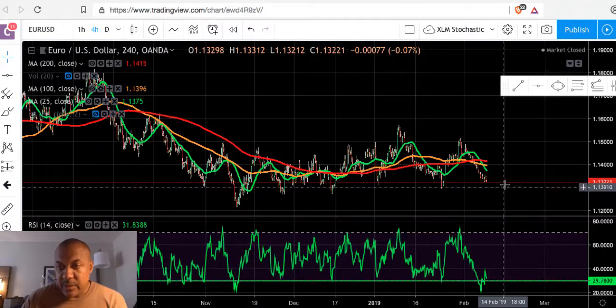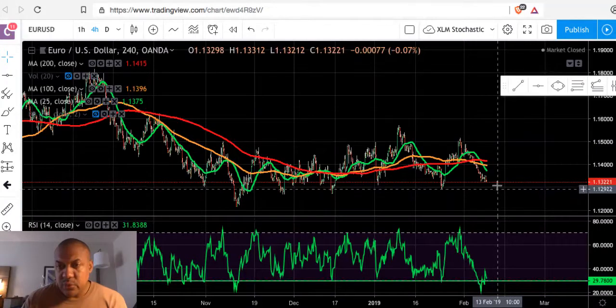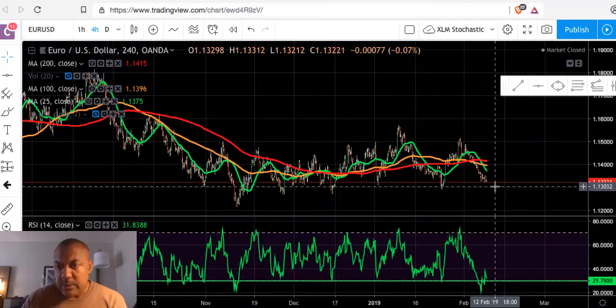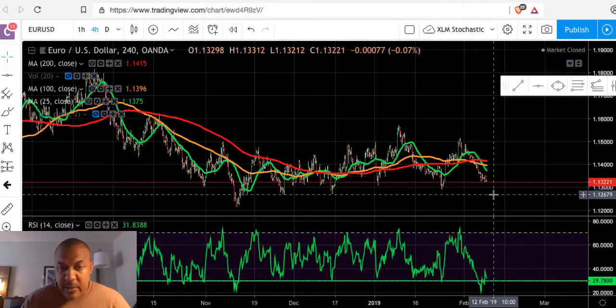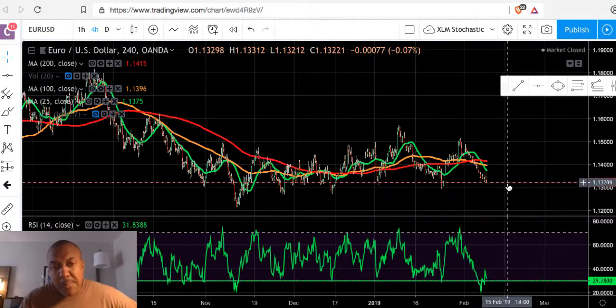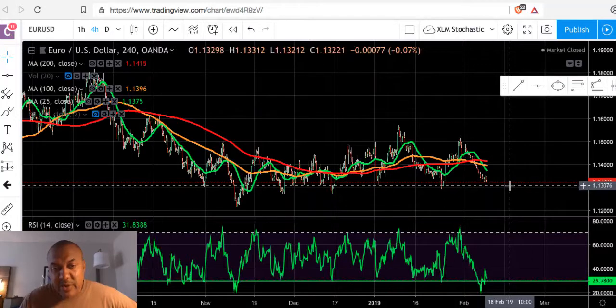So between this 221 and down to about 130.032, right, is significant support. If we break that, then we'd be looking at heading down to about 1.12679. So where I'd be looking to get into a trade, I like to really look at these areas.